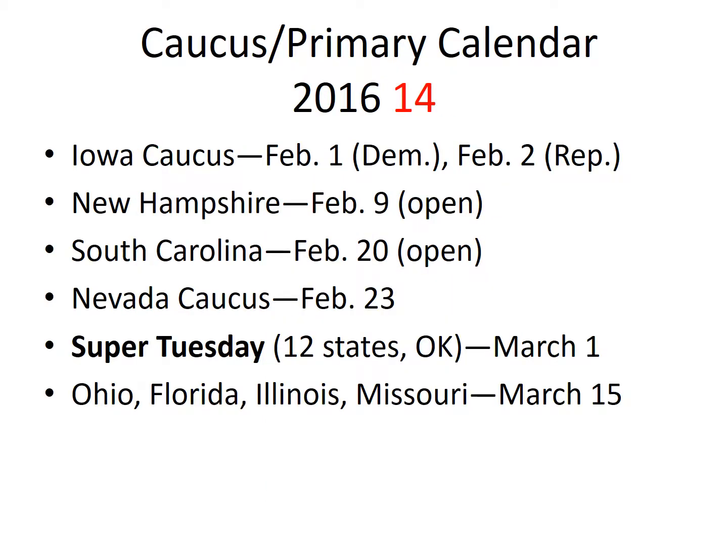This gives us an idea here of when the main events of the nomination process took place in 2016 for both the Republican Party and Democratic Party at the presidential level. And notice here in bold print you have Super Tuesday. That was a key event. A lot of states on the ballot there. As you can notice, 12 states, including Oklahoma, were on the ballot that day. So that's a major event in the nomination process.